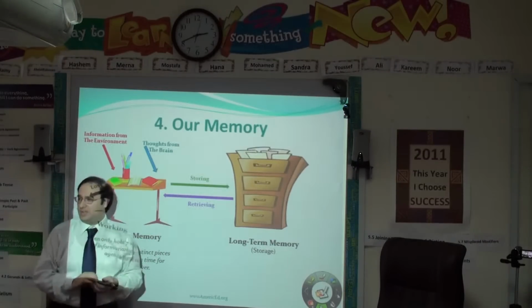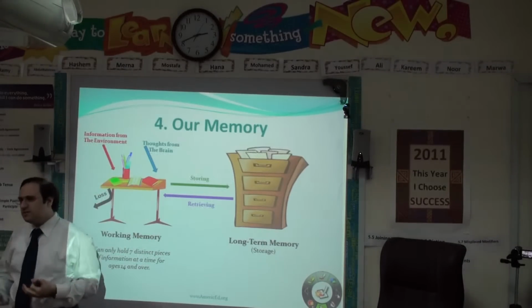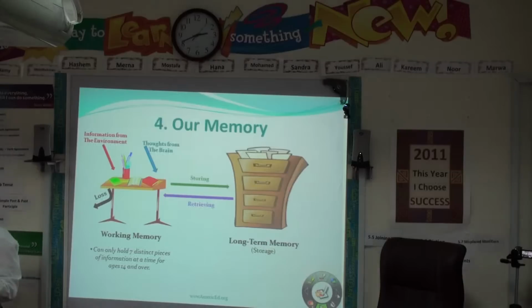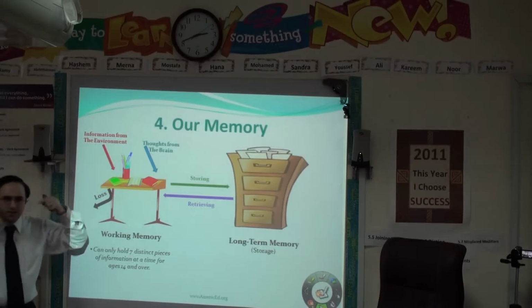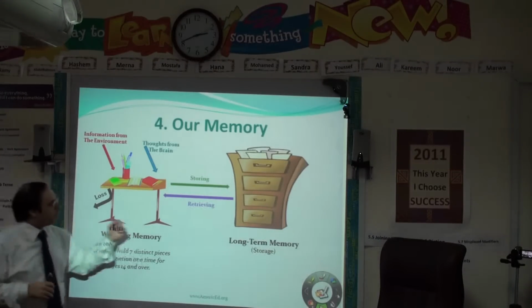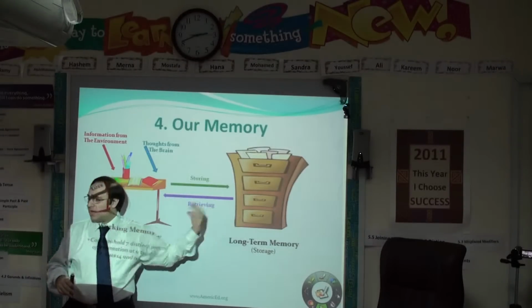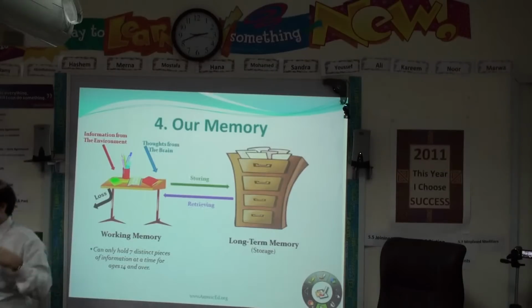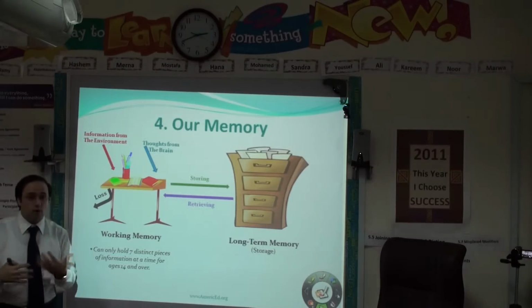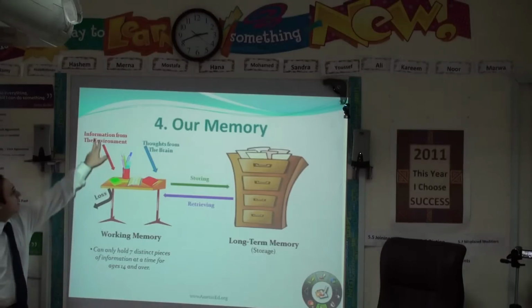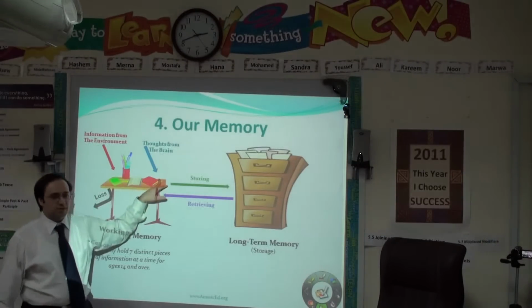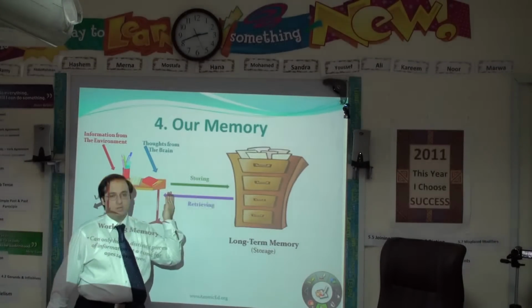And then thoughts from the brain. What am I going to do next? I'm bored, it's interesting, daydreaming. These are thoughts from inside our brains. And third, retrieving memory from our long-term memory. Trying to remember information that I know from before, related to what you're thinking of or what you're learning right now. So 3 things. Information from the environment in, thoughts from inside your brain, memory from your long-term memory.